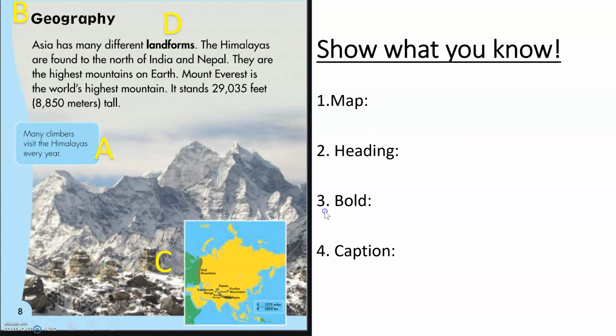Now number 3. Find the word that is in bold. Remember, that word is very important. When a word is important, the author puts the word in bold. Next to number 3, I need you to write the letter that is next to the word that is in bold. Remember, if you need to pause the video, you can pause the video.